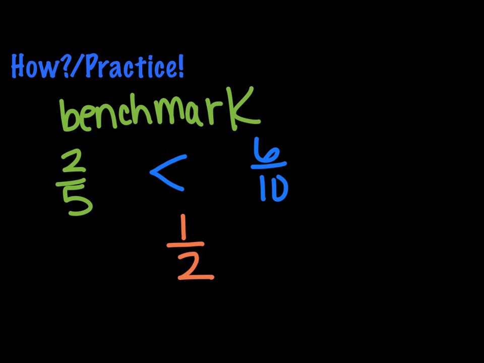So we've talked about several different methods: benchmark, common denominators. Sometimes we can look at common numerators. We could pull out our fraction circles again. We could use a number line, but these are just some different ways that we can compare fractions.